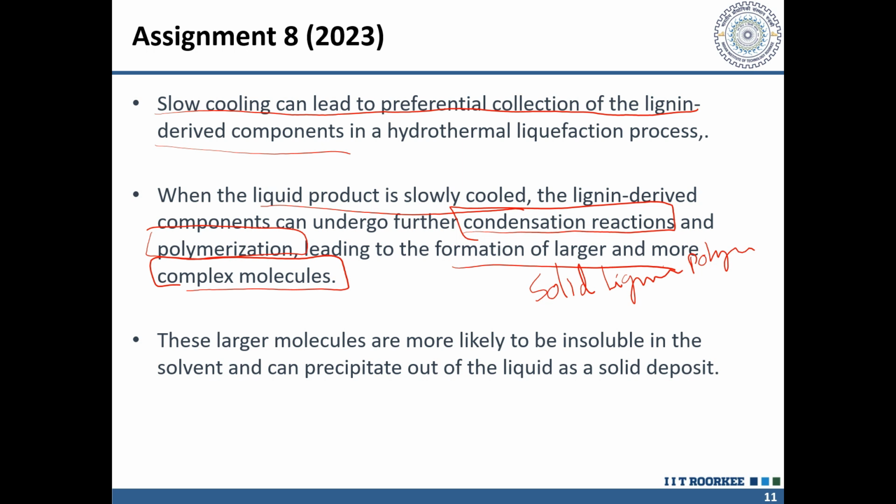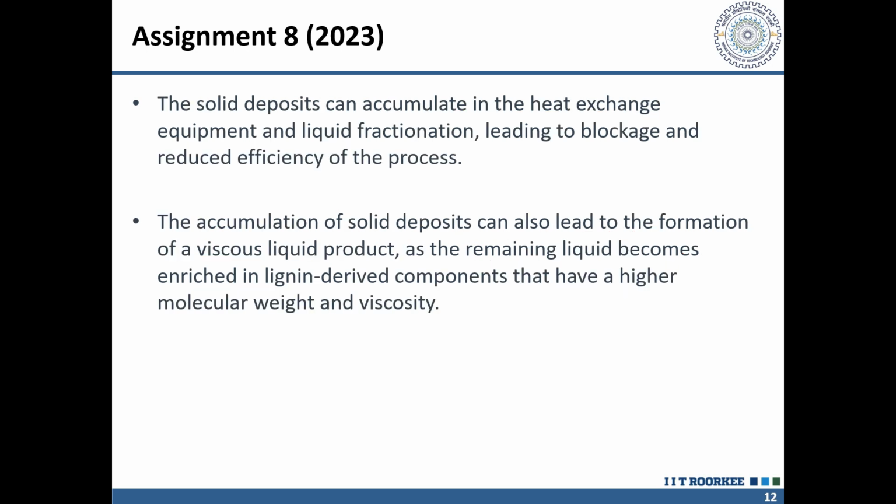Therefore, slow cooling is not preferential, as the lignin will be present in it. These larger molecules are more likely to be insoluble in solvent, and thus they can precipitate out of the liquid and deposit as a solid. When these are deposited as a solid, the machinery parts can also get damaged. These solid deposits of polymerized and solidified lignin can accumulate in the heat exchanger equipment and liquid fractionation, which will lead to blockage and reduce the efficiency.